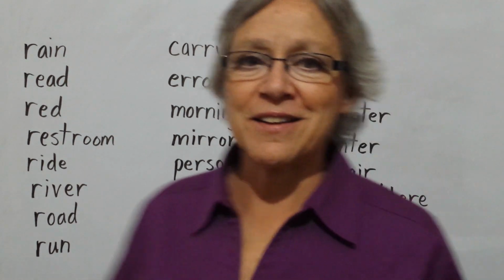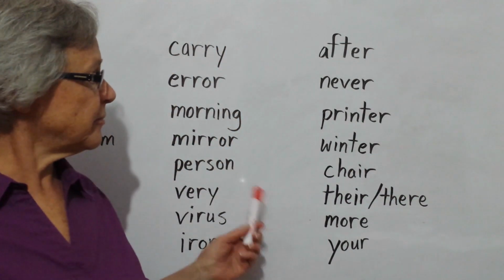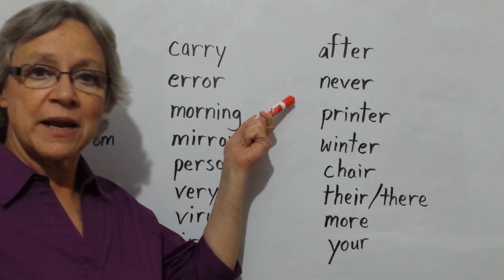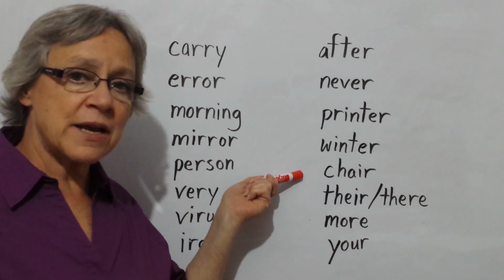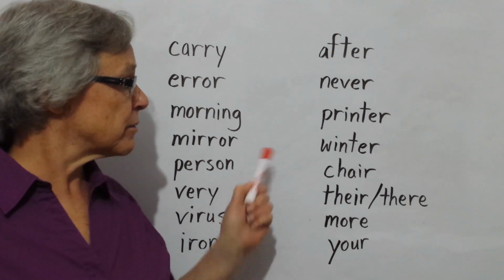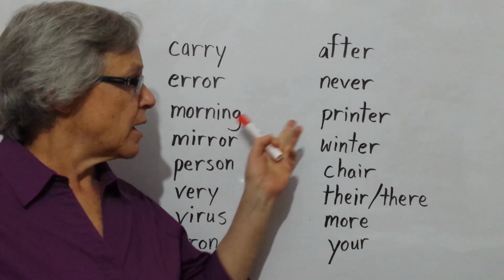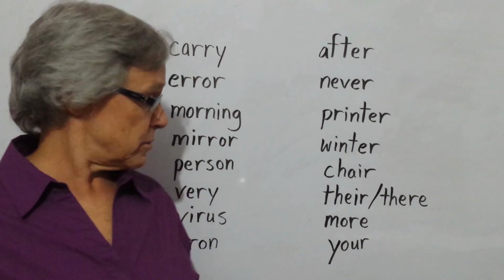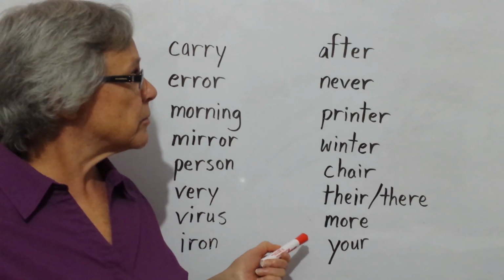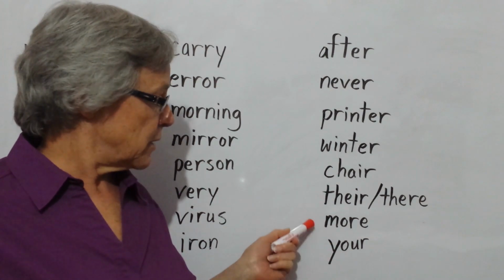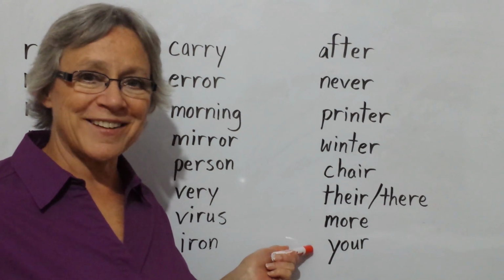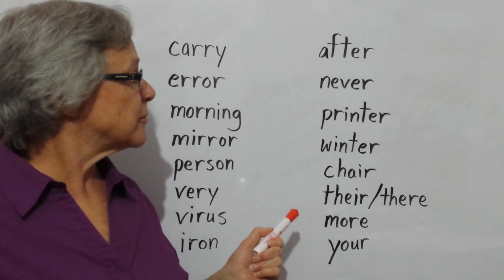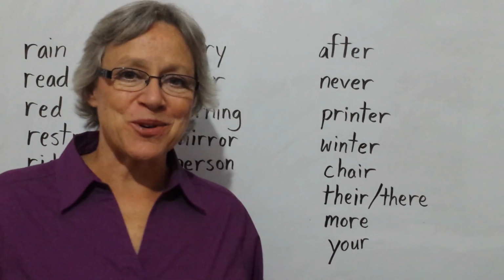Okay, I'll try some over here. I never sit in that chair. I never sit in that chair. I bought my printer in the winter. I bought my printer in the winter. Can I have more of your food? Okay, can I have more of your food? And that's good enough. Okay, let's go on to the next section.